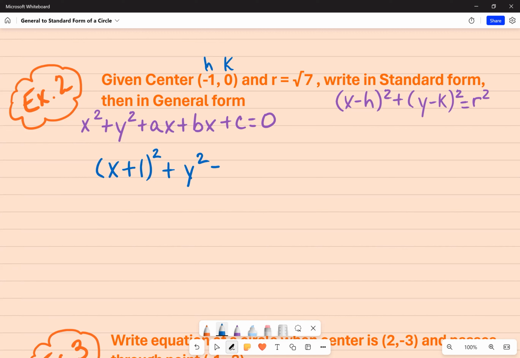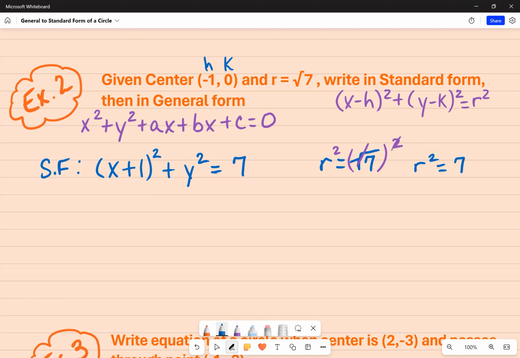My radius squared. So I'm going to have to take the radius that's given, which is square root of 7. And in order to get the squared, I'm going to have to take the square of both sides. Once I do that, that's the inverse, so it's going to get rid of that square root. My R squared is actually simply 7. Or I could have just said square root of 7 times square root of 7 is square root of 49, and square root of 49 is 7. You still get the same answer. So this is standard form.